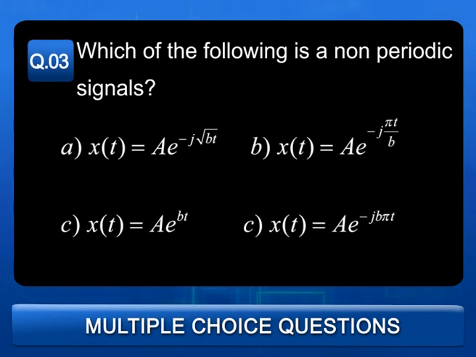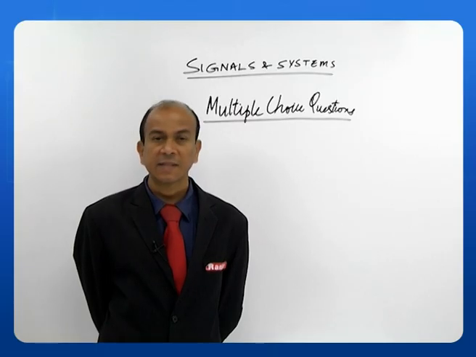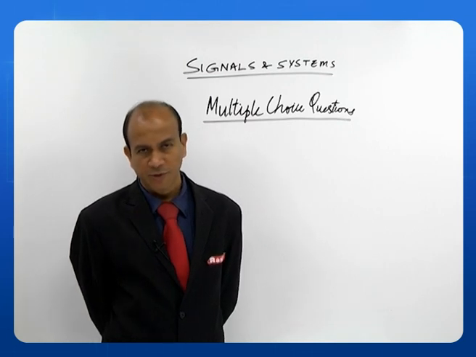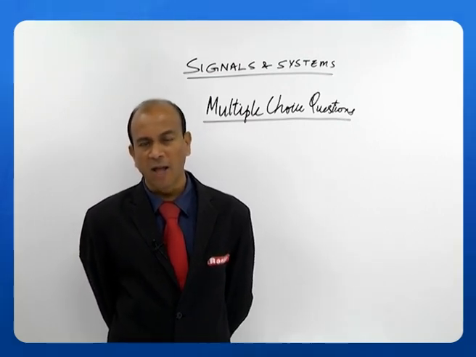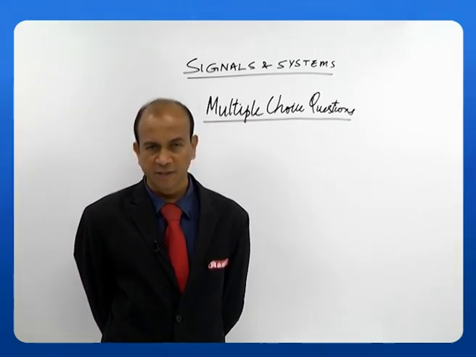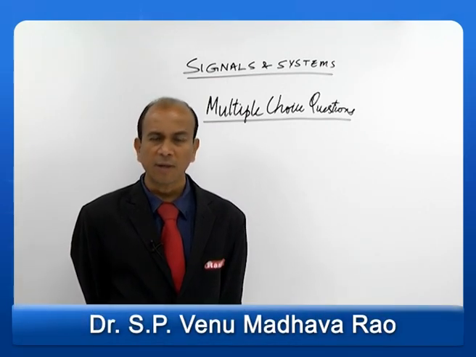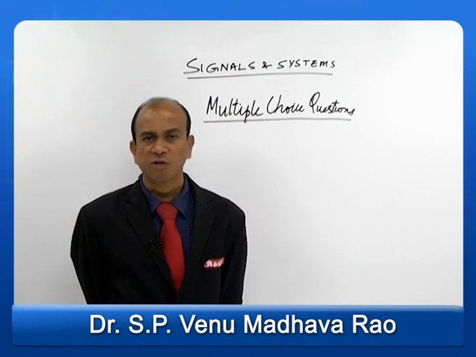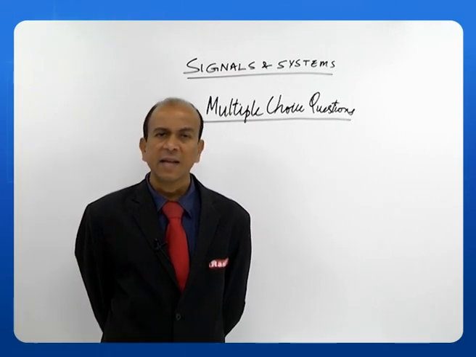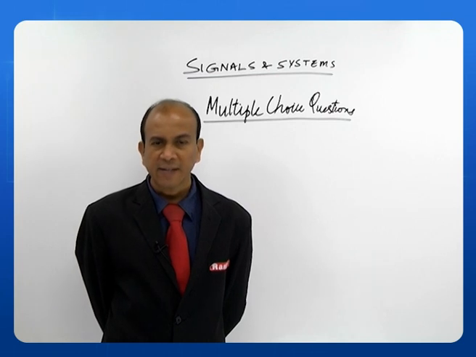C, x of t is equal to a e to the power of bt. D, x of t is equal to a e to the power of minus j b pi t. The answer is simple, C. Because if you look at all the other three, they're all complex exponential signals, whereas the only exponential signal which is not complex is given in choice C. So the answer is C.